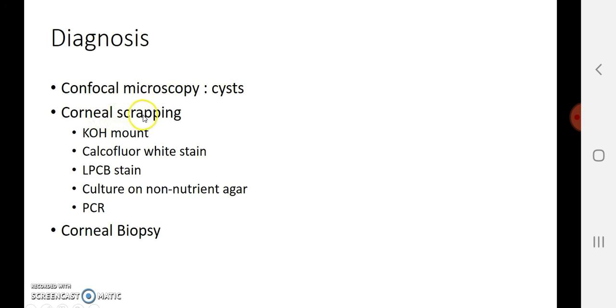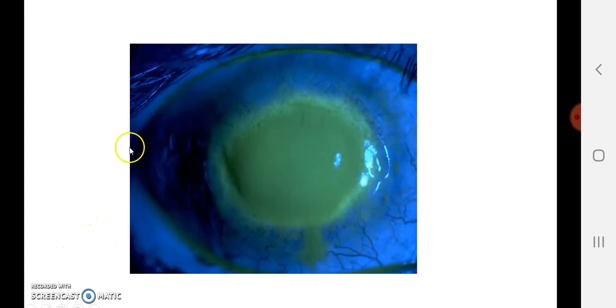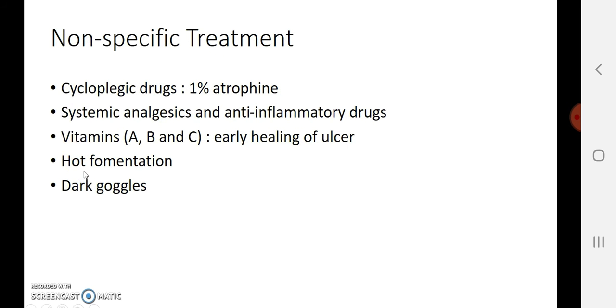Corneal scraping can be done and it should be subjected to KOH mount, calcofluor white stain, LPCB stain, culture on non-nutrient agar with E. coli, and PCR. KOH mount and LPCB stain reveal cysts of amoeba. Corneal biopsy can also be done. This picture shows an Acanthamoeba keratitis patient with fluorescent staining.